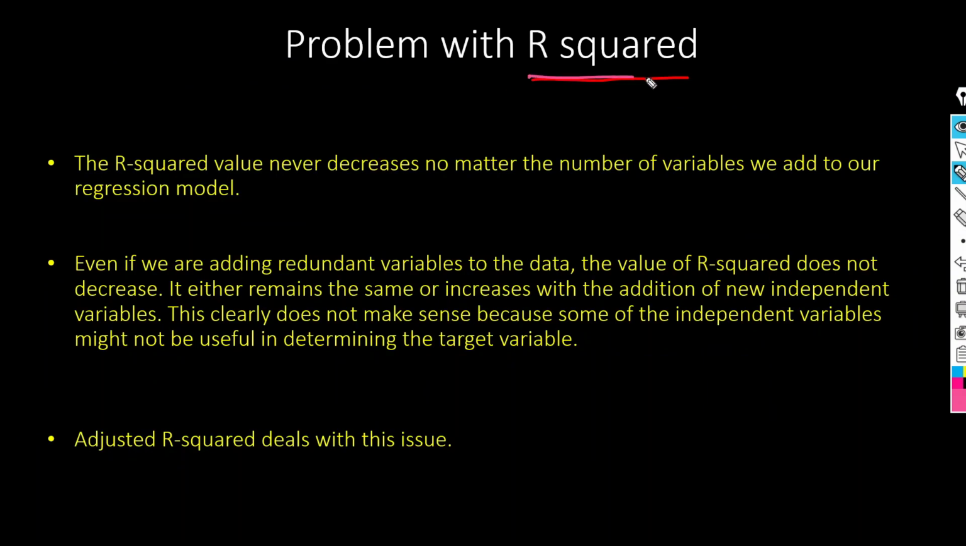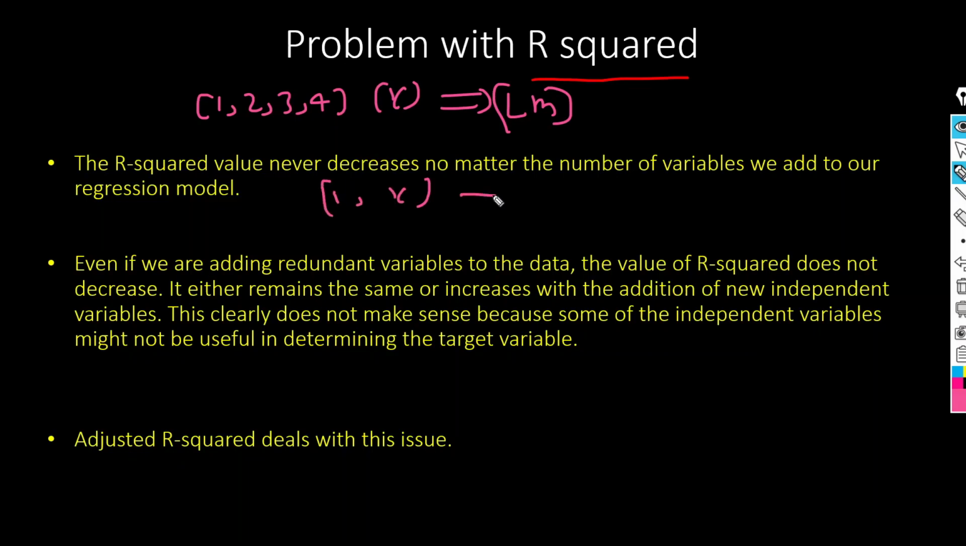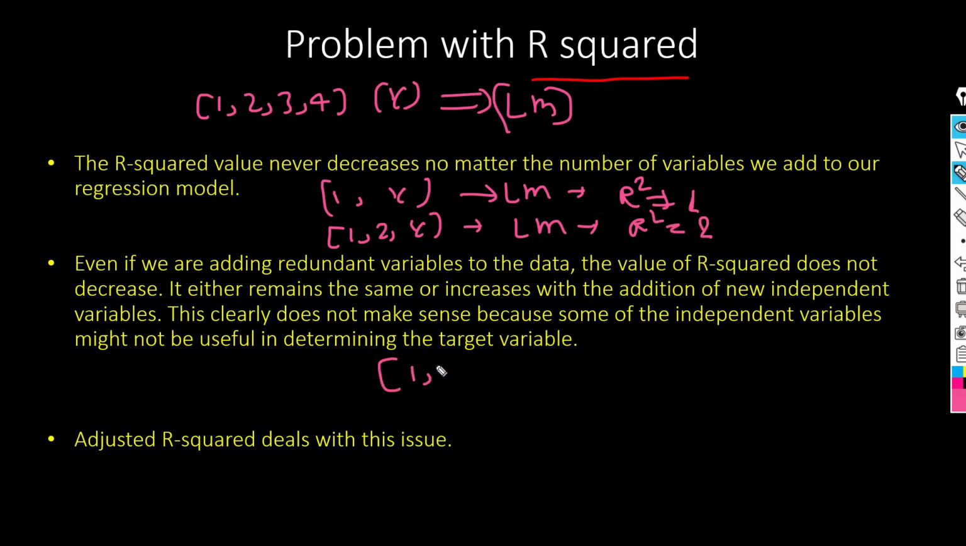What is the problem with the R squared? We have some data set, and this is the y value, and we create the linear regression model. So first we take the first variable and the output variable, create a linear regression model and calculate the R squared. This is 1. Again we take 1, 2 and y, create the linear regression model, and again we calculate R squared. This could be 2, and again 1, 2, 3 and y, linear regression model, we get the R squared value equal to 2.